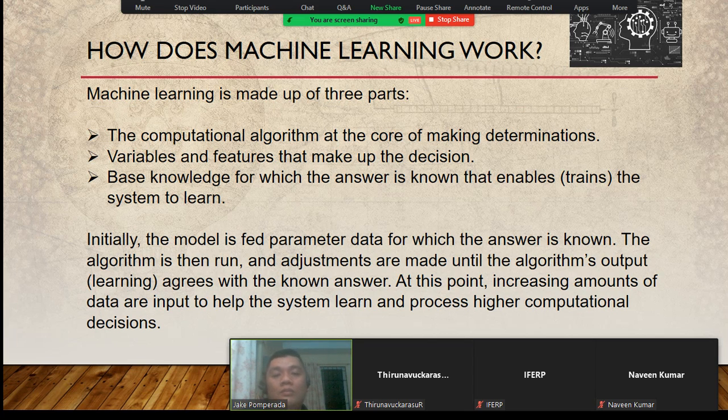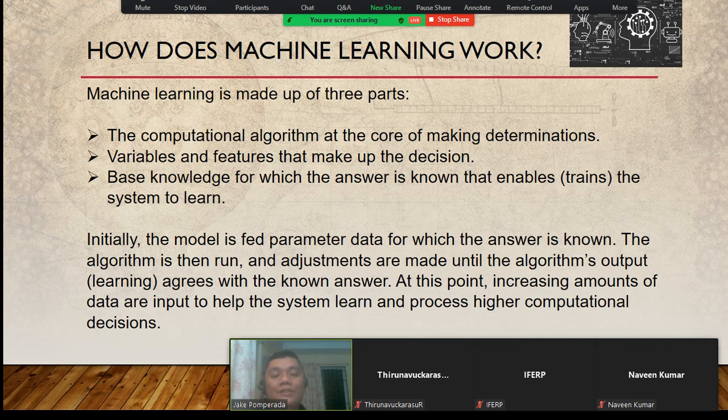So, the question is, how does machine learning work? Machine learning is made up of 3 parts. The first part is the computational algorithm at the core of making determinations. Second, variables and features that make up the decision. Third, base knowledge for which the answer is known that trains the system to learn.